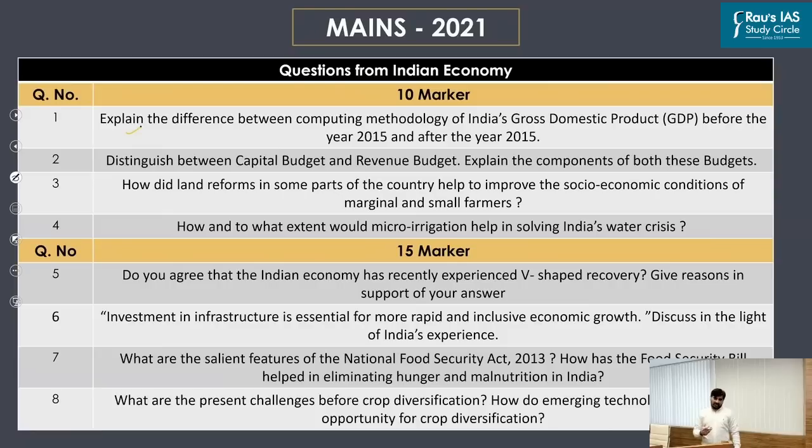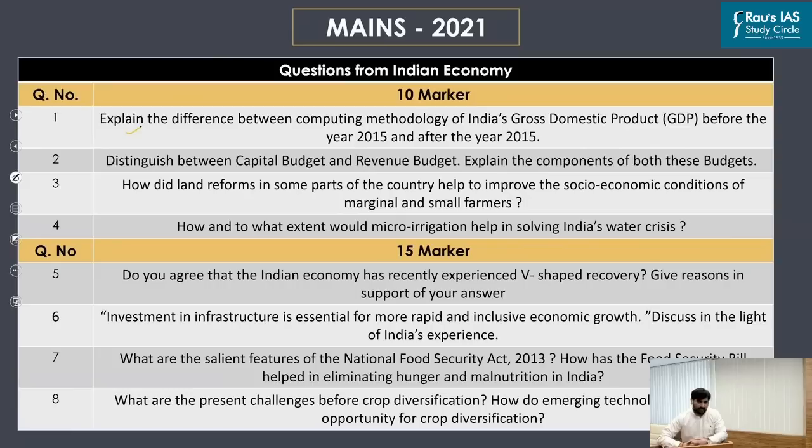Now, why has this question been asked? See, there has been a raging debate in India that we may be overestimating our GDP. Former Chief Economic Advisor, Mr. Arvind Subramaniam, believes that we are probably overestimating our GDP. And such a concern has come into being, particularly after the change in the GDP methodology after the year 2015.